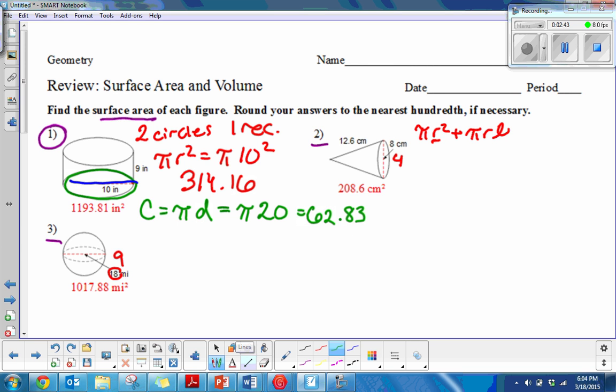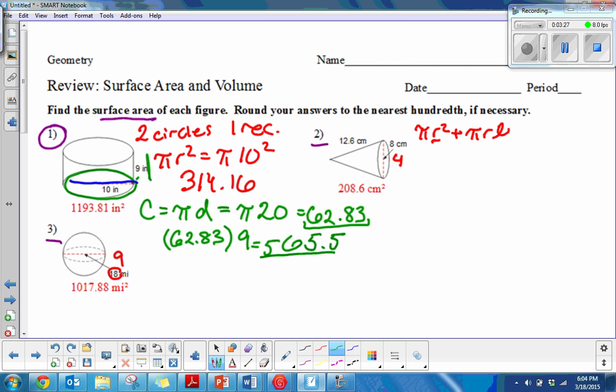Now, a lot of people want to just do 62.83 plus 314. But this circumference right here isn't the area of the rectangle. All that is the distance around the rectangle. It's essentially the base of the rectangle. So what you want to do is take this 62.83 and multiply it by the height of the rectangle, and that's going to be 9. So 62.83 times 9 will get you 565.5. That is the area of the rectangle going around.